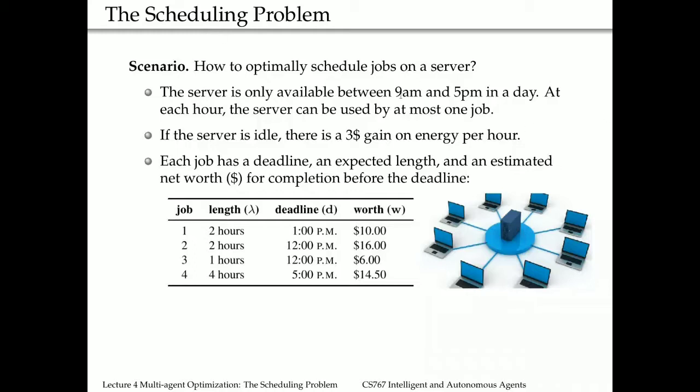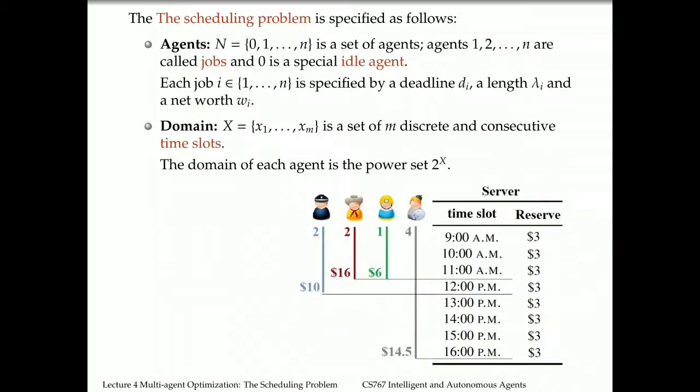In this example, suppose that the server is available from 9 a.m. to 5 p.m. and also the energy per hour saved if the server is idle is $3. And we have 4 jobs with lengths 2 hours, 2 hours, 1 hour, and 4 hours each. And the table also indicates the deadlines and the worth of all of the jobs.